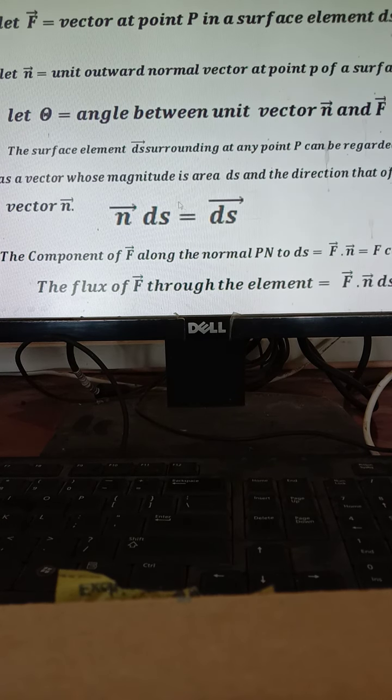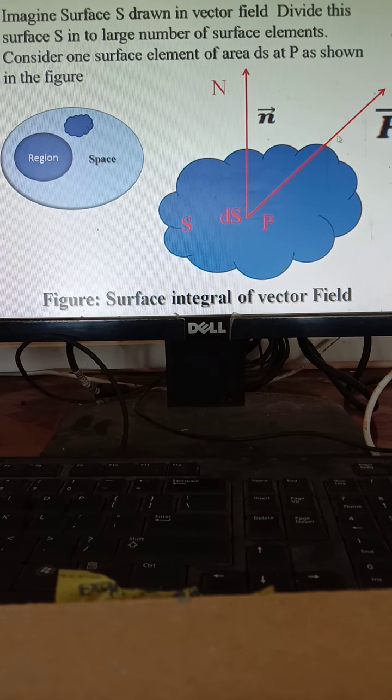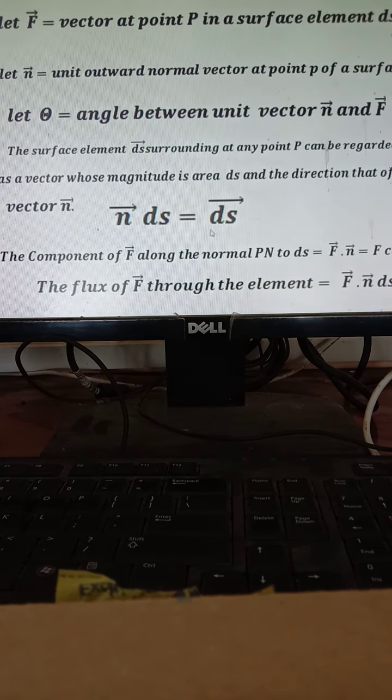For that component we take the dot product of these two vectors. Why do we require the dot product? Because we are going to take the component of this vector field force function on the normal. So we take the dot product of the force vector with the normal, written as F dot n. The dot product represents the component of F along the normal Pn to ds, which is F cos theta.